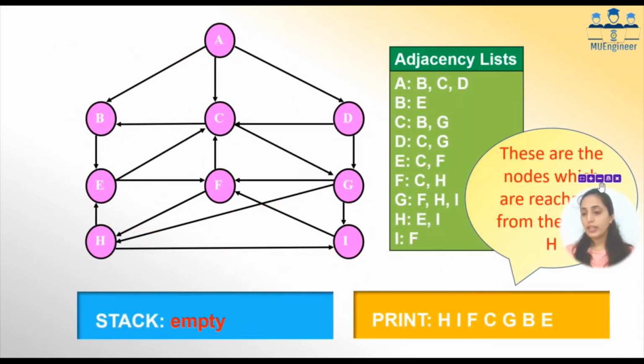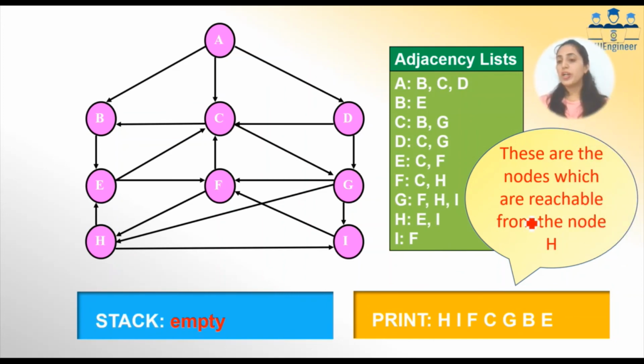So here we can observe one thing, that there are nodes which are reachable from the node H. So all these nodes including H, these are the nodes which are reachable from H, that is, using the DFS algorithm. So if you observe properly, how many nodes do I have? 1, 2, 3, 4, 5, 6, 7, 8, 9. And here I have how many nodes? 1, 2, 3, 4, 5, 6, 7. So 2 nodes are not yet visited over here. Still my algorithm is complete.